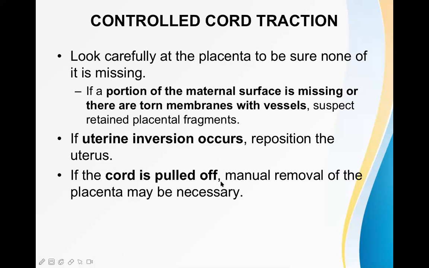If the cord is pulled off, manual removal of the placenta may be necessary. If the cord is torn, for example, the umbilical cord, then we need to insert our hand inside and take the placenta outside. This is called manual removal.